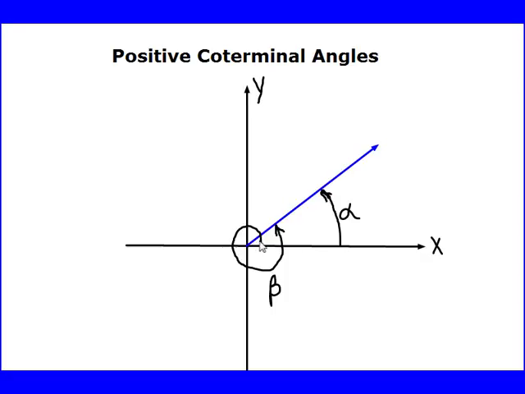Now, a coterminal angle to this would be one in which we start here on the x-axis, we go 360 degrees around, we end up back at the x-axis, but now we do a partial rotation until we end up back at the same terminal side. And we're going to see what that means momentarily. So I have the original angle, and I have one of many coterminal angles.